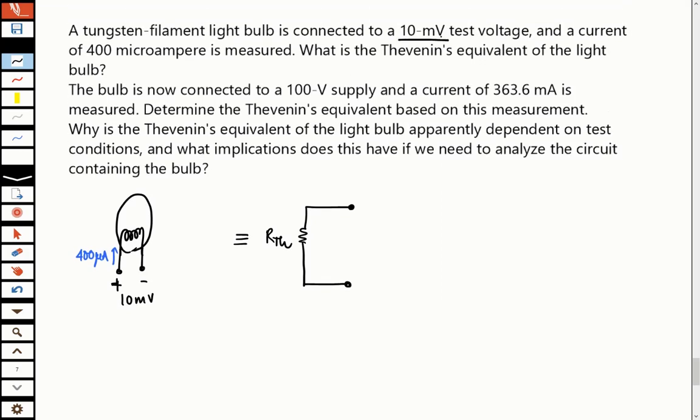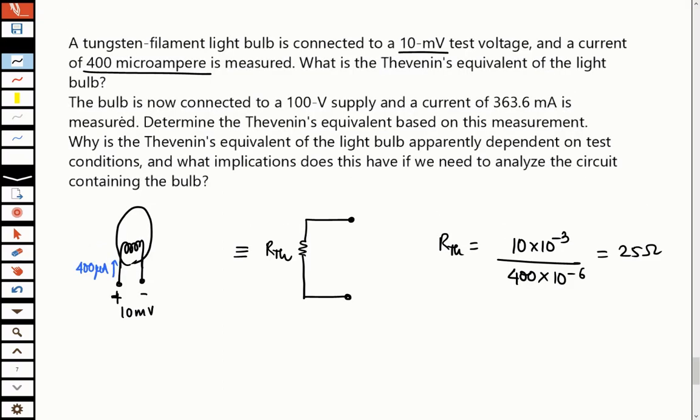It says if you apply 10 millivolt, 400 microamp flows. That means RTH in this case comes out to be 10 millivolt upon 400 microamp, right, so 25 ohm. Okay, then it says that the bulb is now connected to a 100 volt supply. Okay, and now when you are measuring current, it is saying it is 363 milliampere.